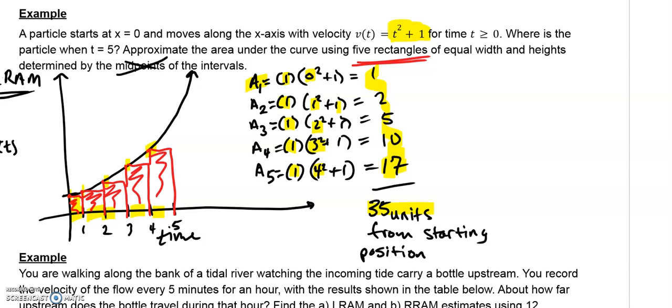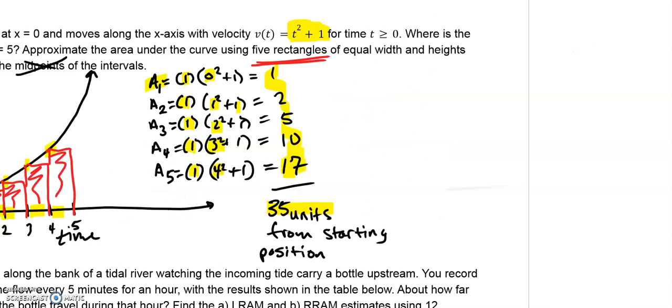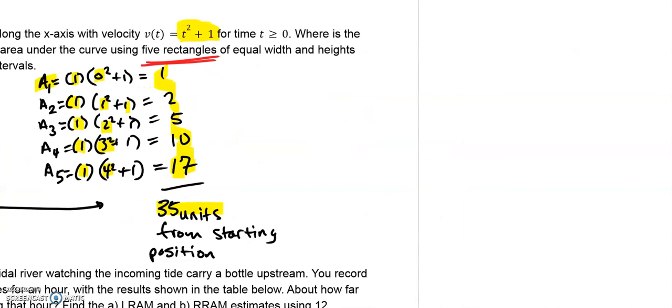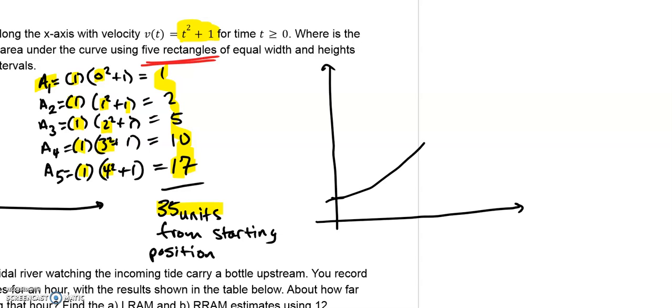Now, we did our LRAM, let's do another one for RRAM. So go ahead and set this up just like what we did. We have our graph, and then 1, 2, 3, 4, 5 intervals, and this time go ahead and try RRAM. Pause the video, do this, and then come back.